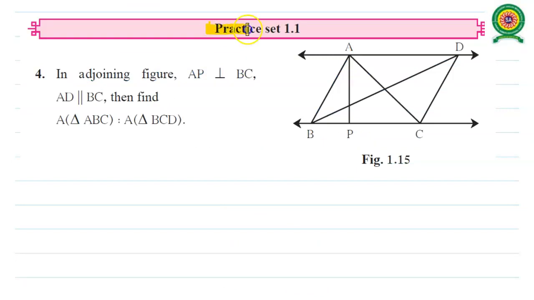Now look at question number 4 from practice set 1.1. In the adjoining figure, AP is perpendicular to BC, AD is parallel to BC, then find the ratio of the area of triangle ABC to the area of triangle BCD. Look firstly at triangle ABC, the red shaded triangle. Now look at the next triangle, BCD, the blue shaded triangle.